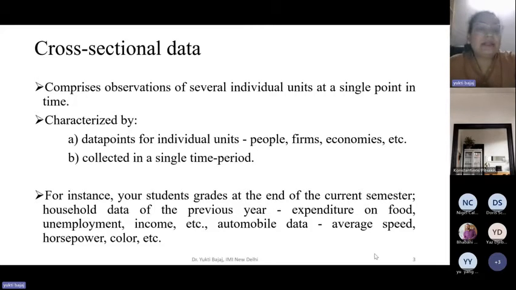So cross-sectional data is basically when you collect data of several individual units, but the time period has to be single, just one time period. So it is characterized by, say, for example, you're collecting data for firms, economies, or individuals, maybe cities. However, the data is collected for just one time period. Say, for example, you want to know how much is the expenditure on food for this particular city in 2023. So that kind of data is called cross-sectional data.